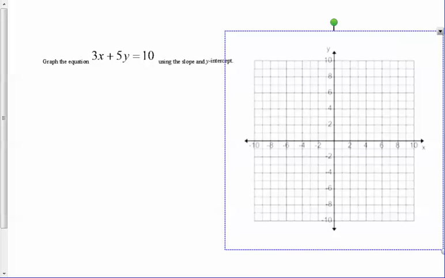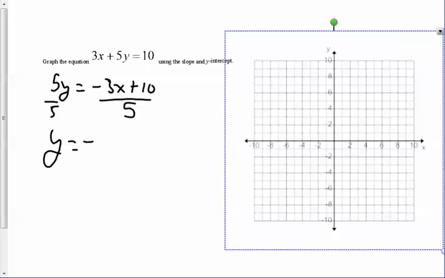On this one, kind of the same thing. What we should do is solve this for y. So I got 5y equals negative 3x plus 10, right? I'm going to divide everything by 5. So I get y equals negative 3/5 x plus 2. Here, my slope is negative 3 over 5. And my y-intercept is 0 comma 2.